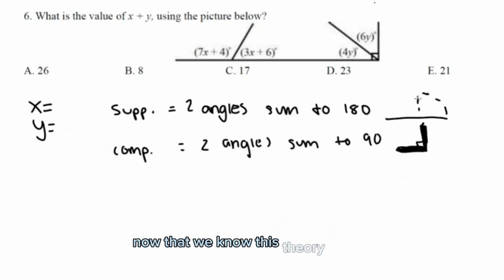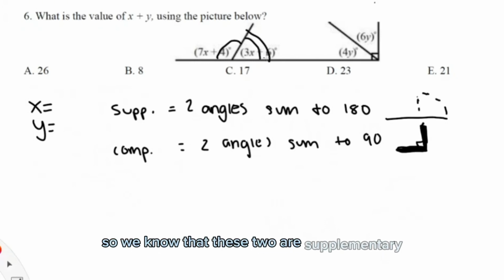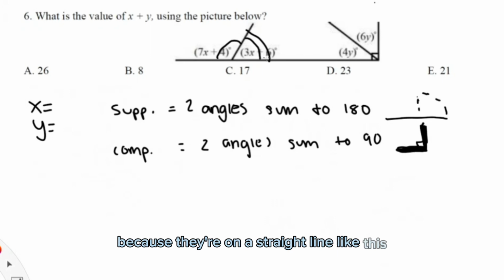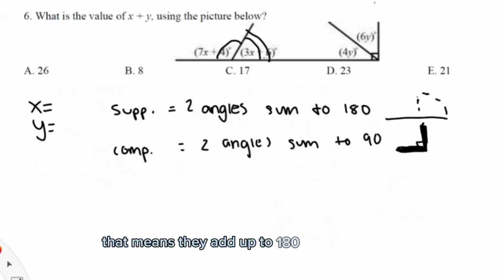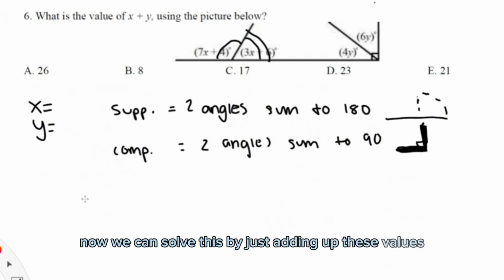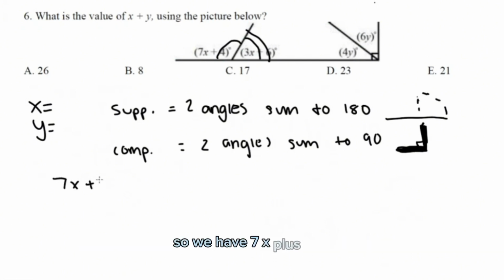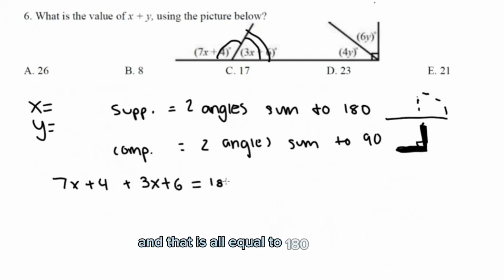Anyways, now that we know this theory, let's solve this problem. So how are we going to do this? Right here, we have two supplementary angles, 7x plus 4 and 3x plus 6. We know that these two are supplementary because they're on a straight line like this. That means they add up to 180 degrees. So we have 7x plus 4 plus 3x plus 6, and that is all equal to 180 degrees because they are supplementary angles.